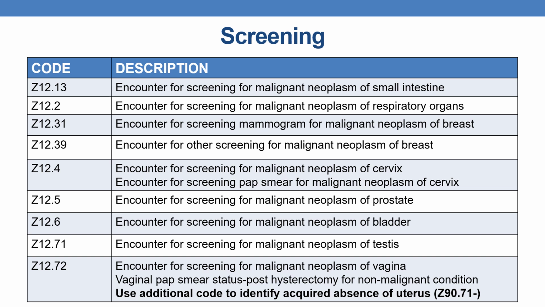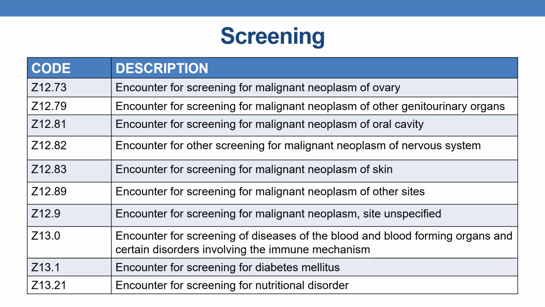The next is Z12.72, encounter for screening for malignant neoplasm of vagina or vaginal pap smear status post hysterectomy for non-malignant condition. Whenever we are coding Z12.72, if applicable, use additional code to identify the acquired absence of uterus that is given by Z90.771 category. It is further expandable. The next code is Z12.73, encounter for screening for malignant neoplasm of ovary. The next is Z12.79, encounter for screening for malignant neoplasm of other genitourinary organs.